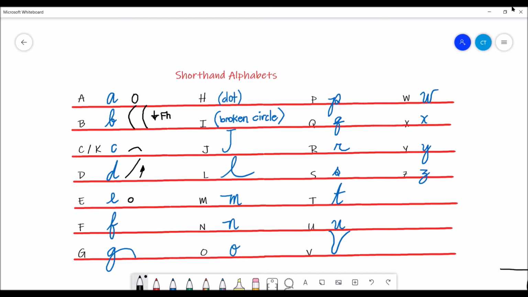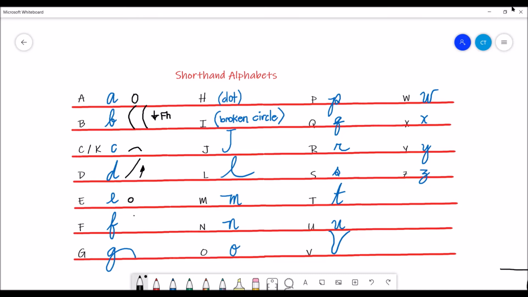Then letter F. F is a simple stroke, a downward stroke also. Same with letter B, a downward stroke. However, we remove some parts here and only this part is retained. Okay, so now how do we write F? It is just half of the whole space here. It's just half and it is written downward.